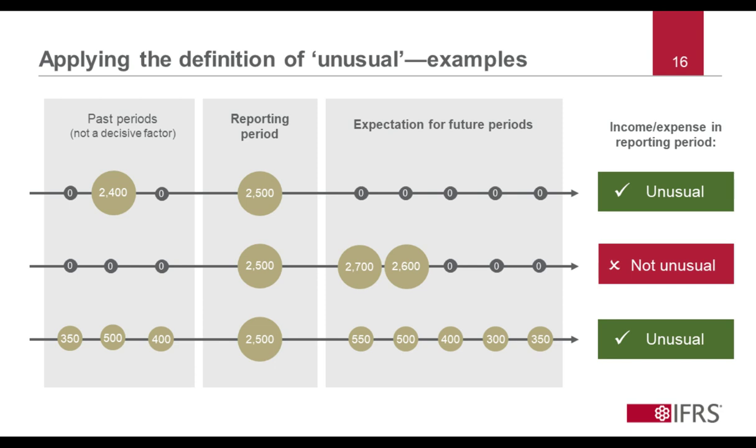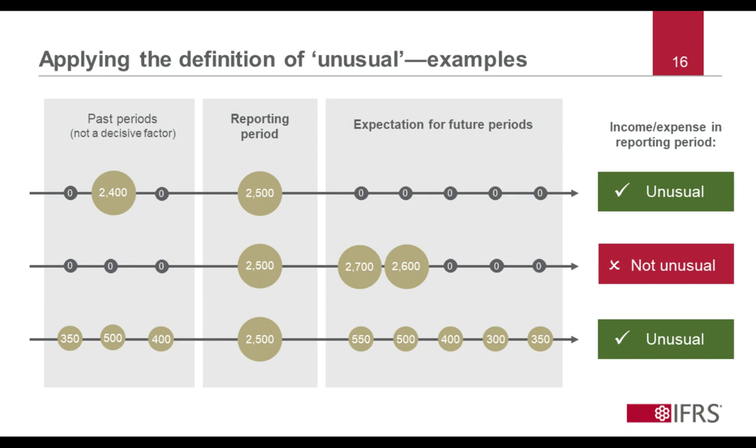However, let's look at the example in the second row on the slide, which is meant to illustrate a scenario in which an entity is in the first year of a planned 3-year restructuring program. In this case, even though the program is only expected to affect a finite period, the expenses in the current period would not meet the definition of unusual if expenses of a similar amount are expected in the next period. However, if on the other hand, the future expenses are expected to be significantly lower than the expenses in the current period, then the expenses in the current period could meet the definition of unusual.